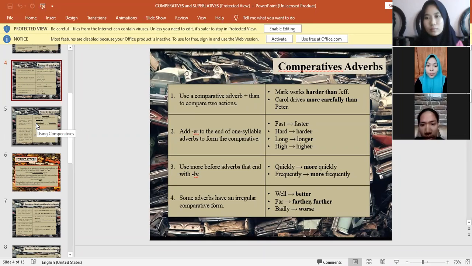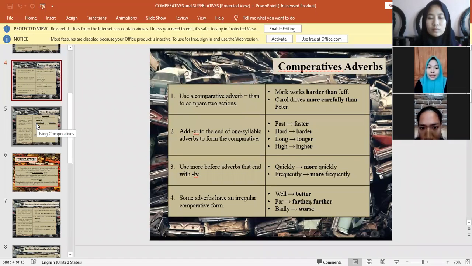Comparative adverbs. For the first is, use a comparative adverb plus than to compare actions. For example, Mark works harder than Jeff. Kroll drives more carefully than Peter.